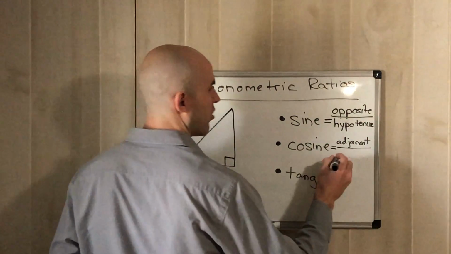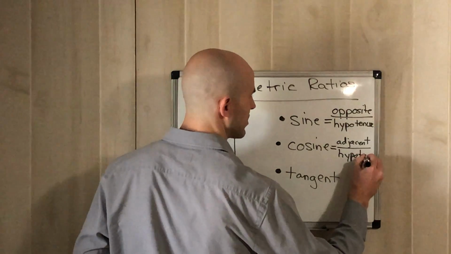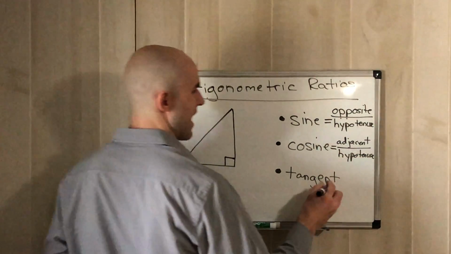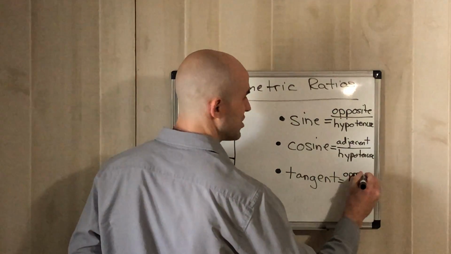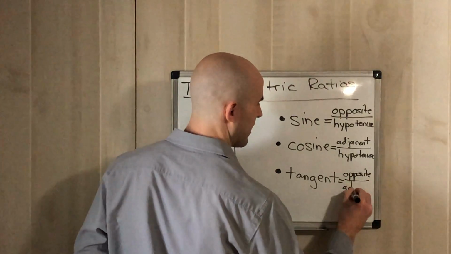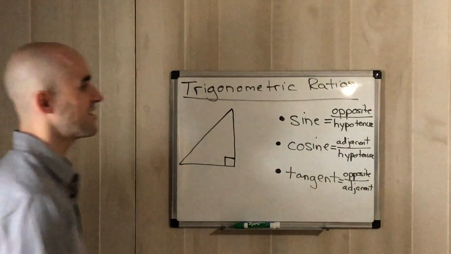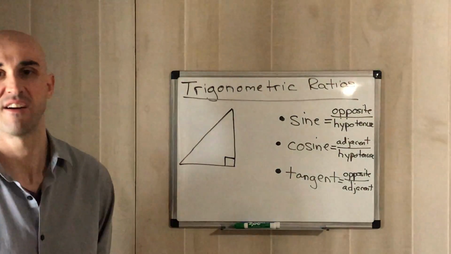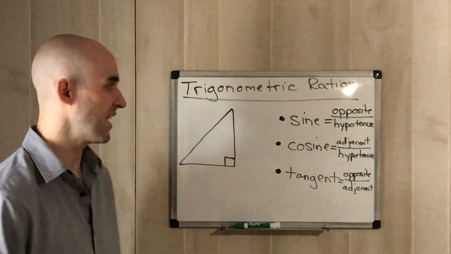Right? Cosine is adjacent over hypotenuse. And then the tangent is going to end up being opposite over adjacent. Opposite over adjacent. And again, it's one of those things that some people will remember easily. Other people will find it necessary to memorize them. I want you guys comfortable with being able to use them properly and setting them up, right?